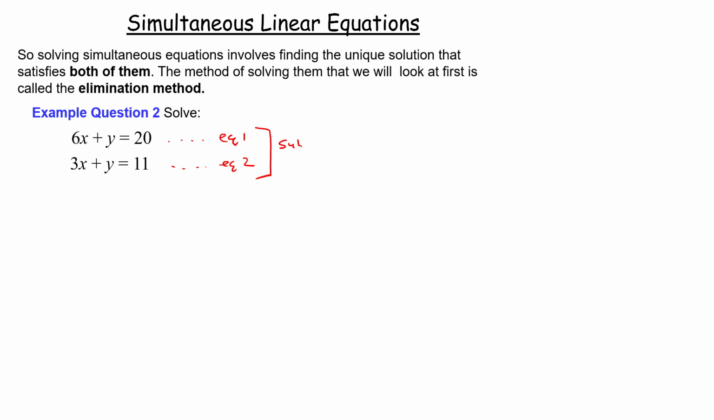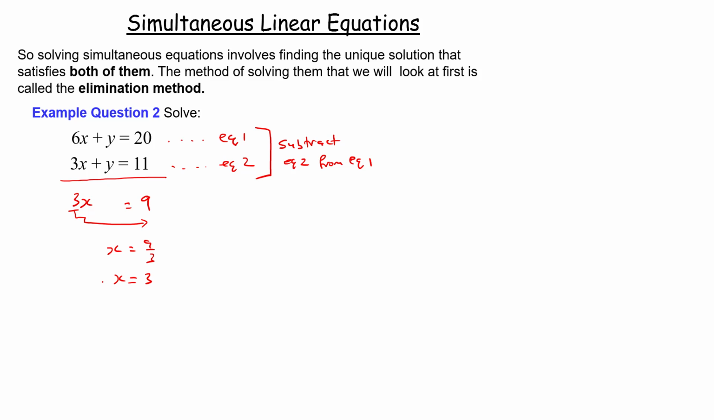So subtract equation 2 from 1. So let's draw a line and subtract. 6x take away 3x gives me 3x. y minus y gives me nothing, so I'm getting rid of the y. And 20 minus 11 gives me 9. Fantastic. So that means that the 3 goes down the escalator under the 9, so x is going to be equal to 9 divided by 3, so x is equal to 3. That's great, I've solved my x.